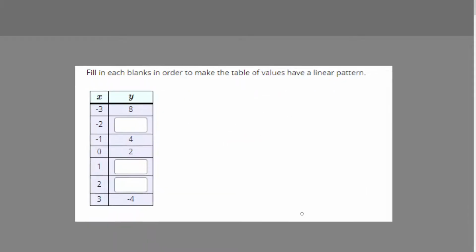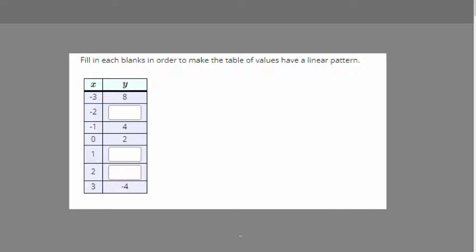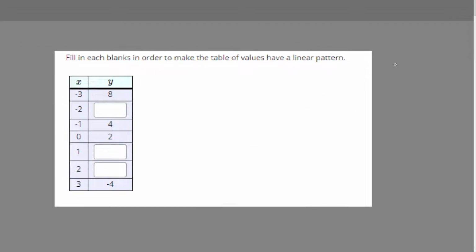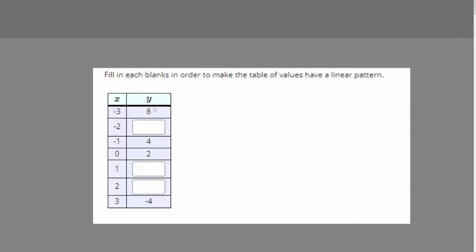So this one says fill in the blanks in order to make the table of values have a linear pattern. Now remember, if we're talking about linear, we care about lines. So a constant rate of change. It's constantly going the same rate each time. And it looks like it's minusing 2 each time. So 8 minus 2, because we have 8, and then there's a gap, and then 4, 2. It looks like we're minusing 2.